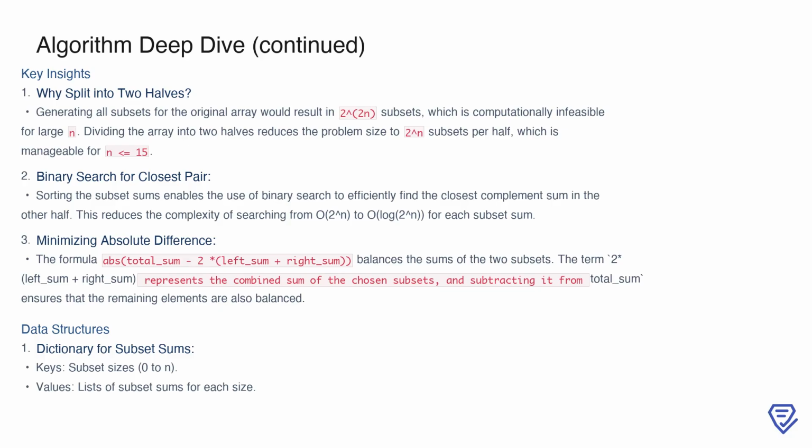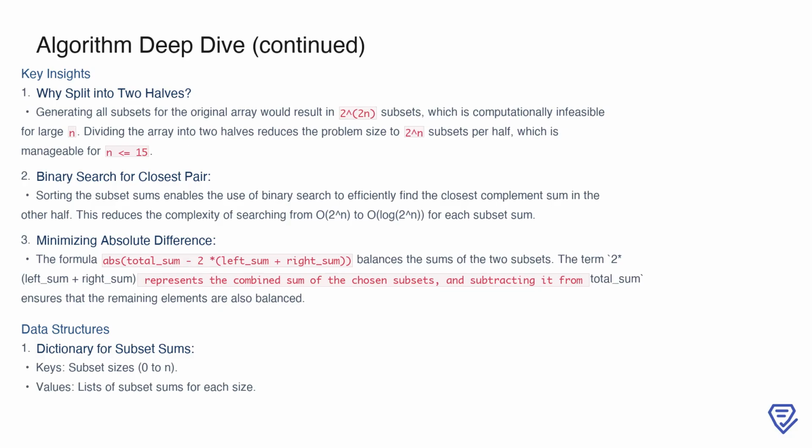The formula abs(total_sum - 2 * (left_sum + right_sum)) is central to balancing the two partitions. The term 2 * (left_sum + right_sum) represents the combined sum of the selected subsets, while subtracting it from total_sum ensures that the remaining elements are also balanced. This insight ensures that we're minimizing the absolute difference effectively.